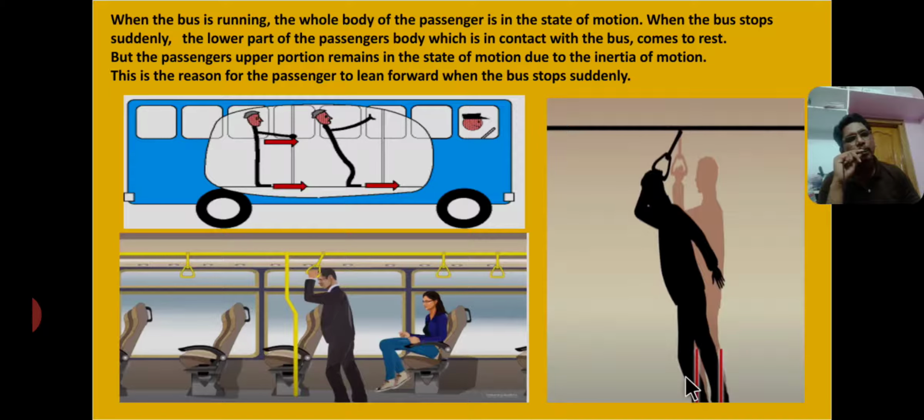But the passenger's upper portion remains in the state of motion due to the inertia of motion. This is the reason for the passenger to lean forward when the bus stops suddenly. This is the initial position of a passenger. This is the final position of a passenger. These all are examples.